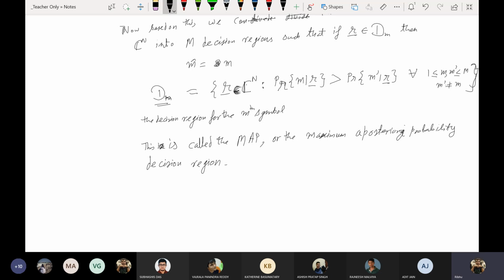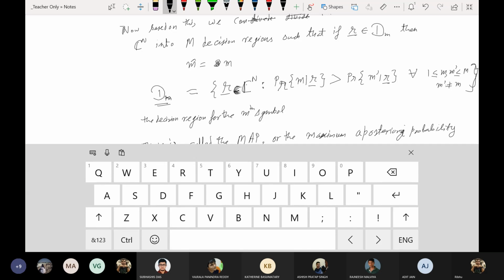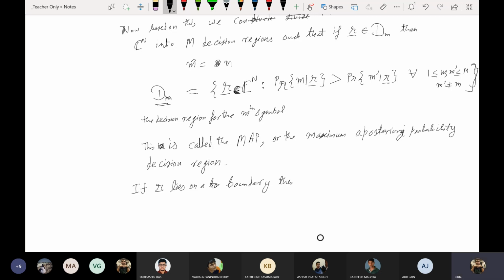If you look at this D_m, there is something that this D_m doesn't cover. The boundary. Yes, boundary. What do we do at the boundary? If R lies on a boundary, which is possible with probability 0, then we toss a coin. Simple.